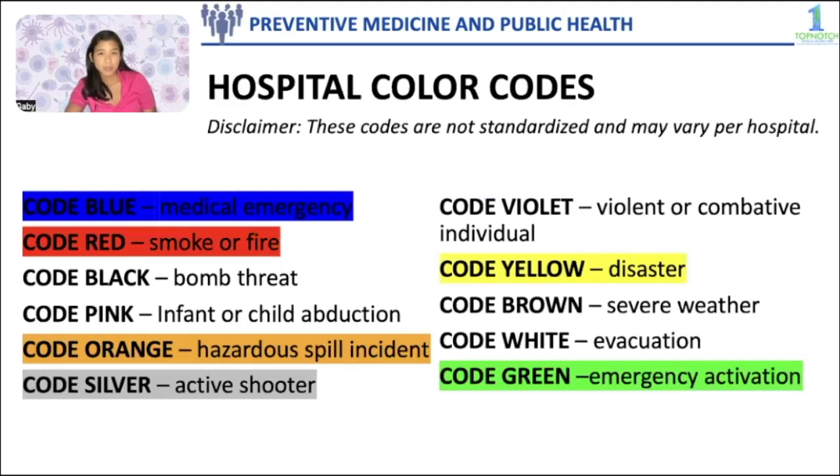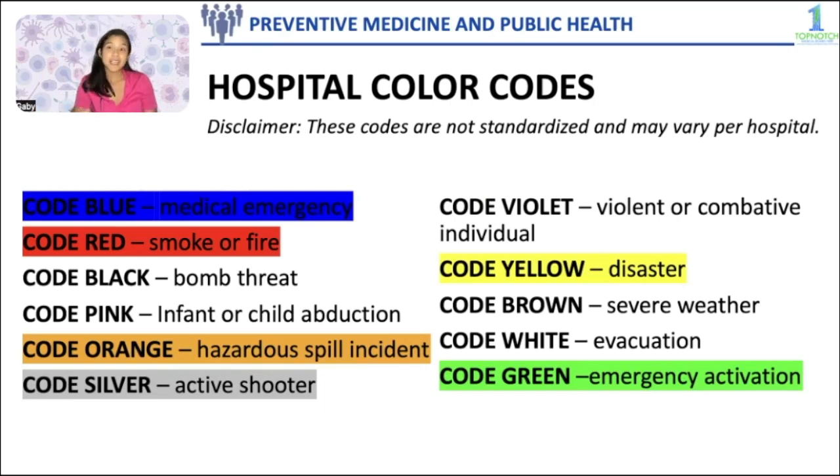So what are the hospital color codes? So disclaimer, these are not standardized and may vary per hospital, but generally, if it's code blue, it's a medical emergency, a code. If it's code red, it could be a smoke or fire. Code black is a bomb threat. Code pink is an infant or a child abduction. Code orange is a hazardous spill incident. Code silver is an active shooter. So the way I remember this was a silver bullet, so active shooter. I remember code pink, I was imagining a small girl in a pink dress na na-abduct. So code pink, infant or child abduction.